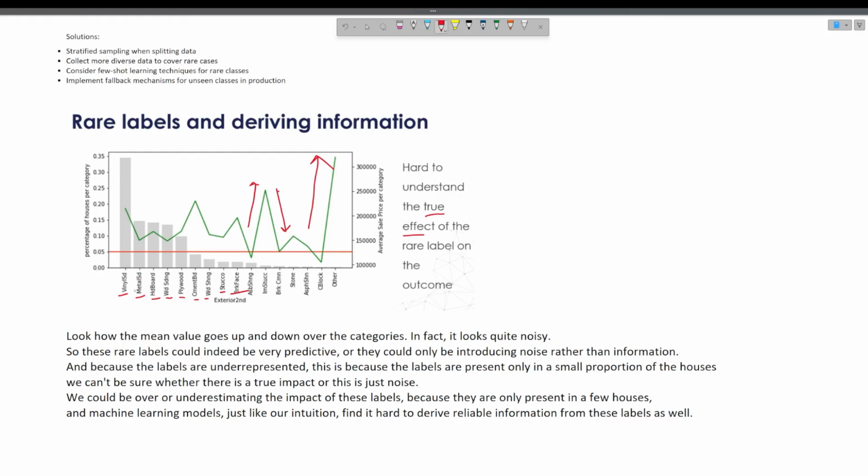But as we have lots of labels, you cannot see proper information. Sometimes it's good, sometimes for these it's good, medium it's better, and then it's far more. So there is no real thing you can learn from here. It's hard to understand the true effect of the rare label on the outcome. So which are the rare labels here?